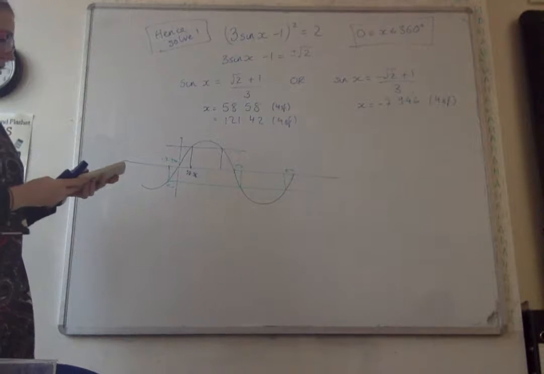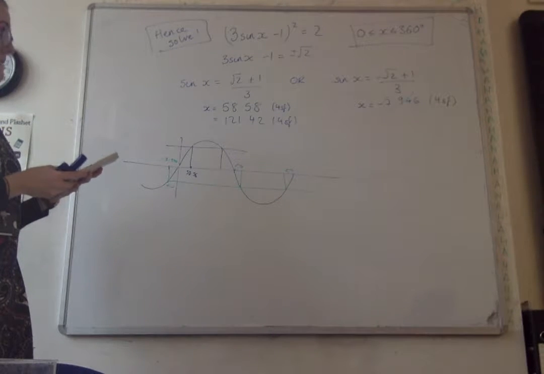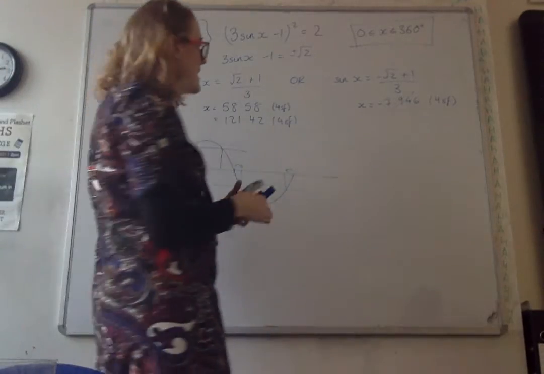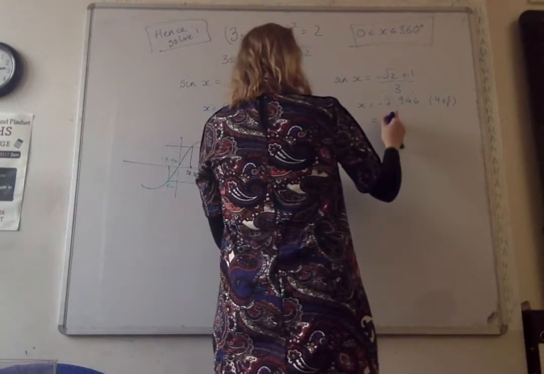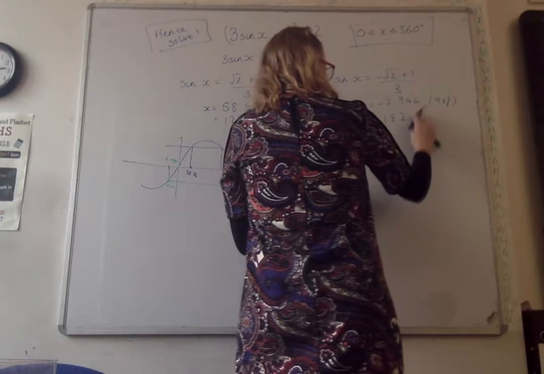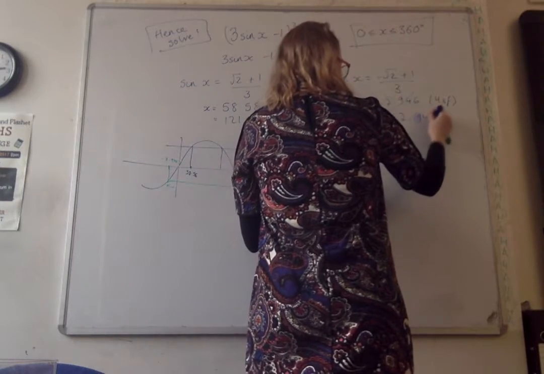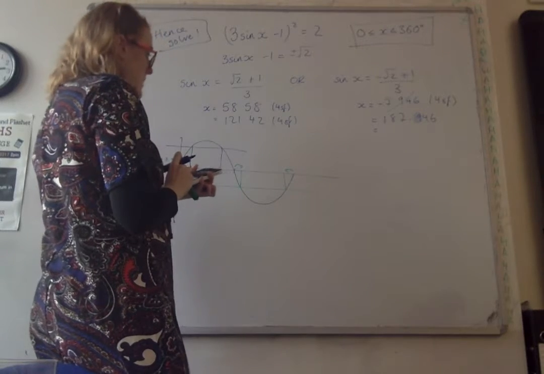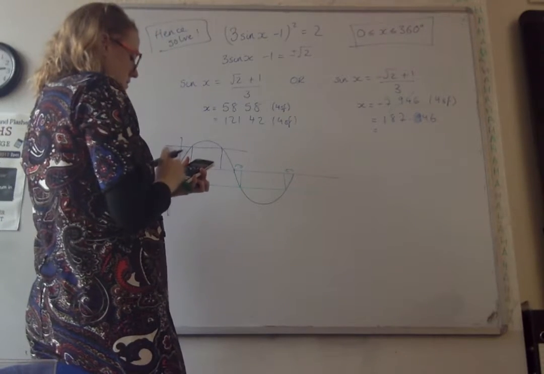So I've got 180 plus 7.946. That gives me 187.946, and same again, 360 take away 7.946.